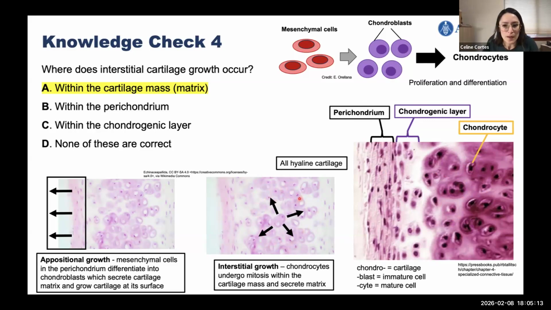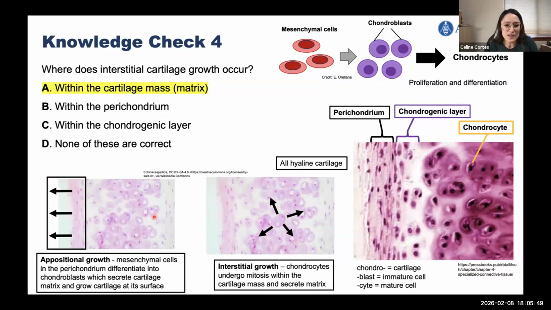And so really all of these pictures are showing hyaline cartilage. Hyaline cartilage is really that type of cartilage that we find in different joints, and it tends to have pretty good properties. Does the cartilage mass contain lacunae? Yeah, correct. Lacunae are just the spaces in which the chondrocytes are sitting. So this is the cartilage mass area.